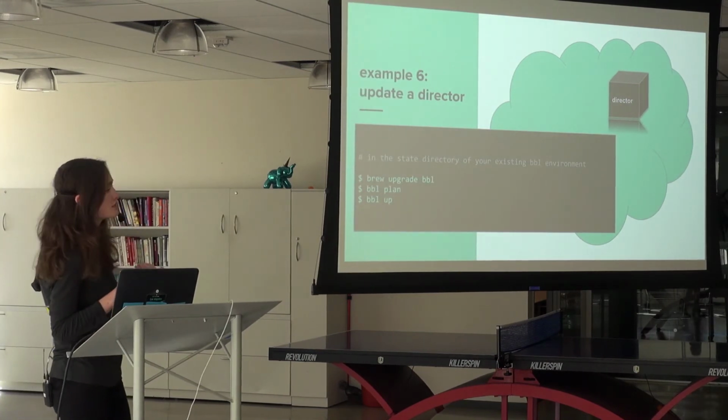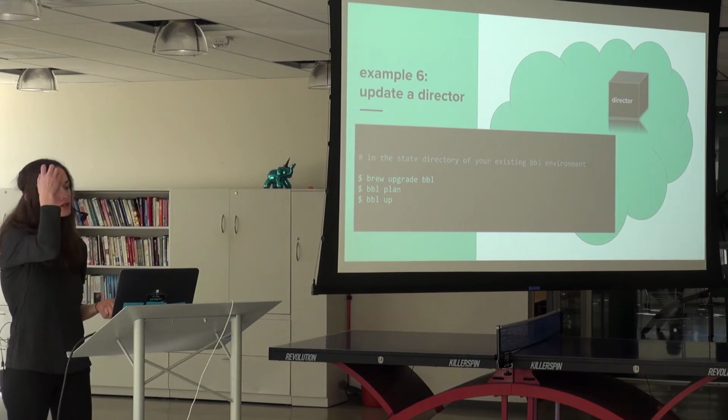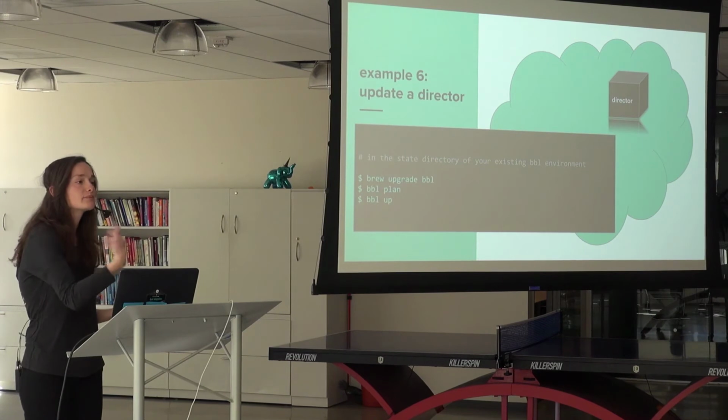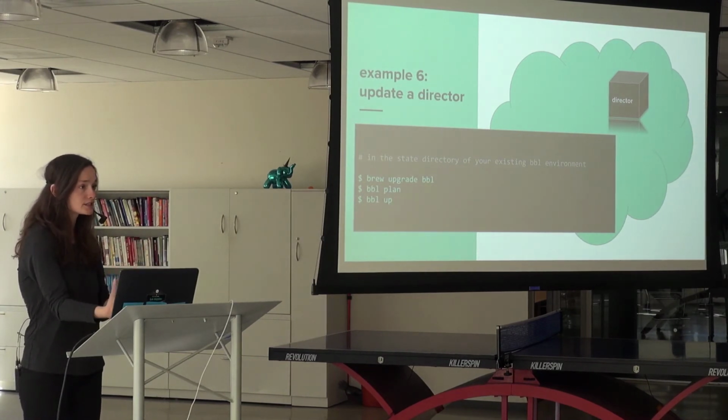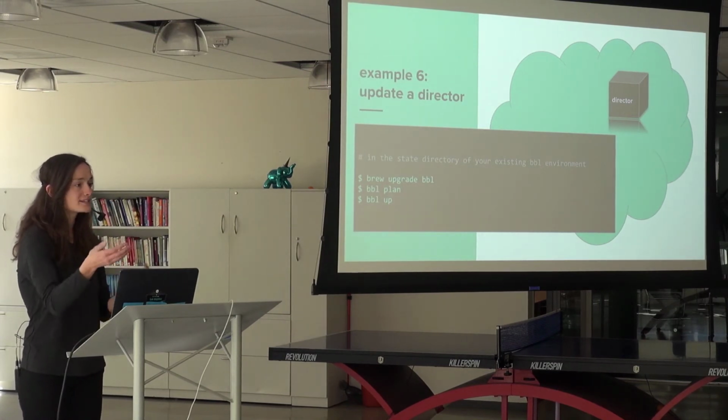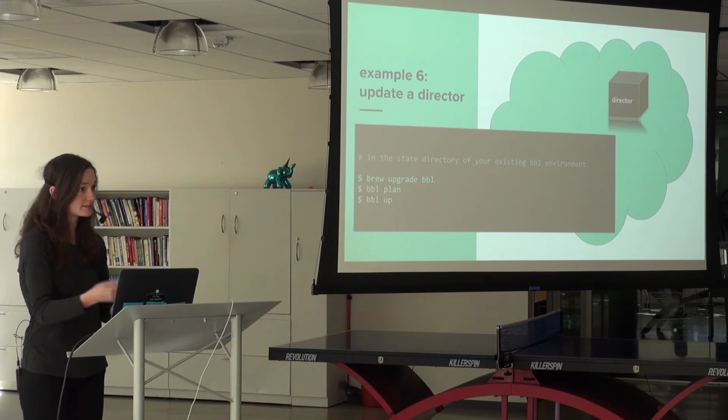In order to update a director, so when I say update a director, we have these things called stem cells, and those things are constantly being updated and worked on. In order to change that version, you need the latest bosh deployment manifest. In order to get that version, you need the latest bubble.